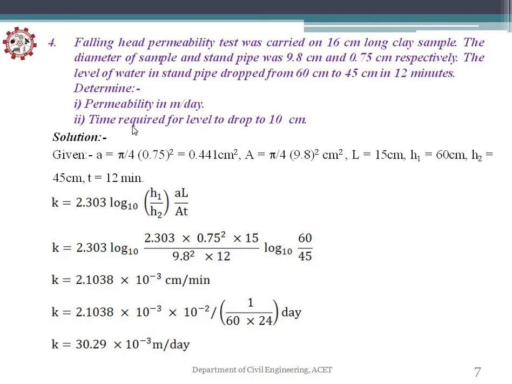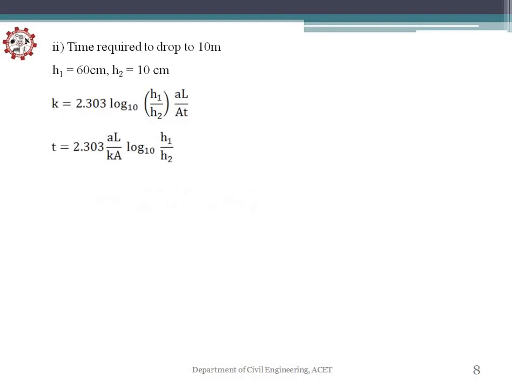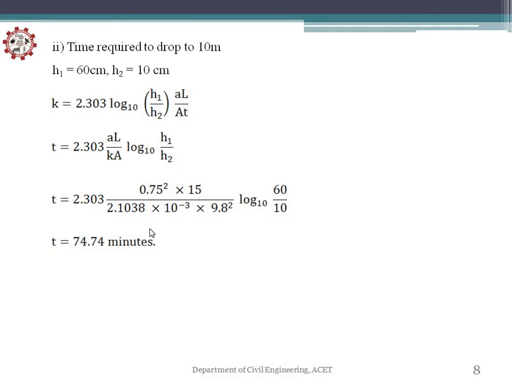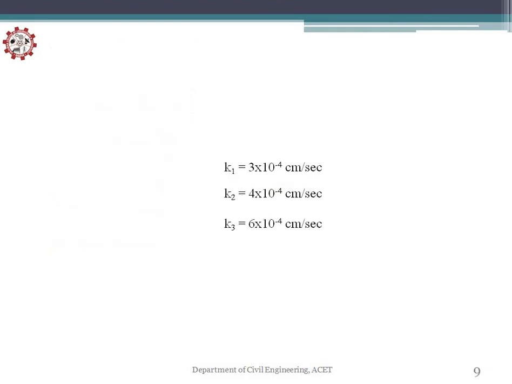So second is time required for level to drop to 10 centimeter. So next H2 will be 10 centimeter here. So H1 remains the same, the initial value remains the same, height H2 is changing from 45 in the second condition to 10 centimeter. So this is the formula, substituting all the given values in the formula, keeping the value of K in centimeter per minute as we have calculated first, not in meter per day. So T is coming to you as 74.74 minutes.